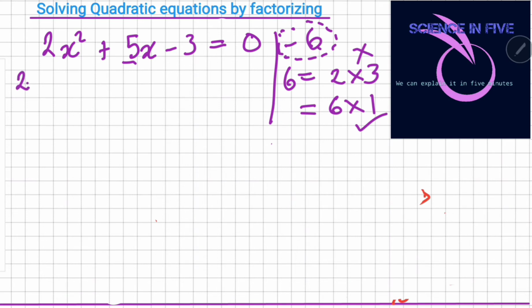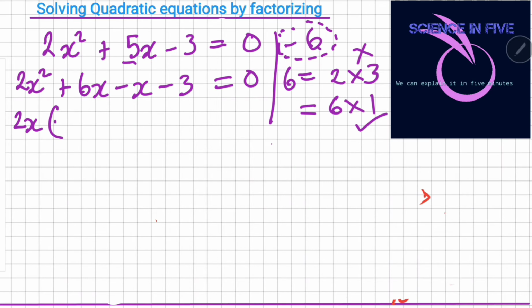So expand the middle term again. Now I need to factorize each of those two terms separately. The first one, I'll have 2x, and what remains there is x plus 3. I'll strive to get x plus 3 in the next bracket by taking out the negative 1. I remain with x plus 3. And all of that is equal to 0.